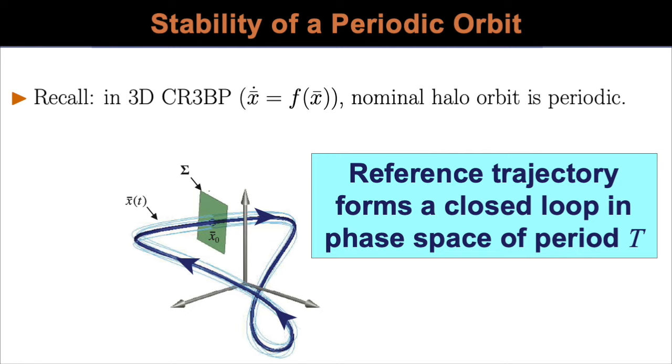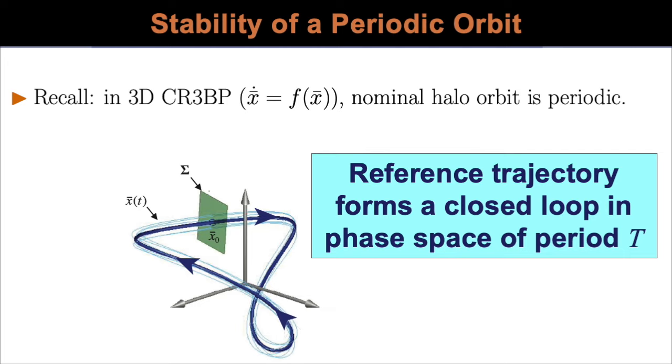Now, think of a halo orbit. A halo orbit is periodic. So if we were to view what it looks like in the state space, it comes back to itself. That's what this dark blue trajectory is. It forms a closed loop of some period T.